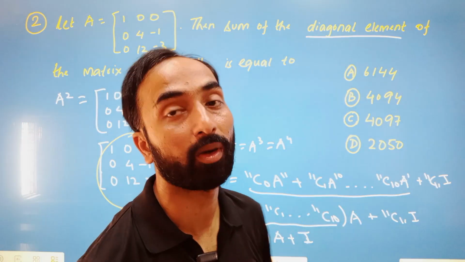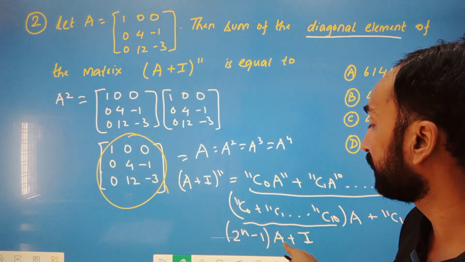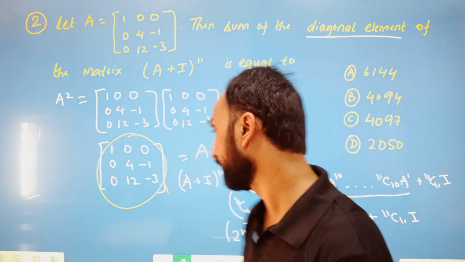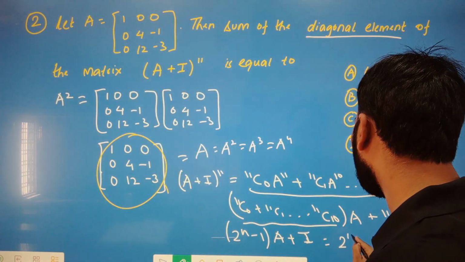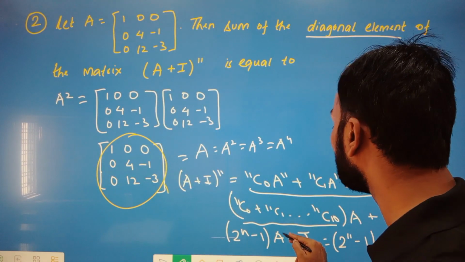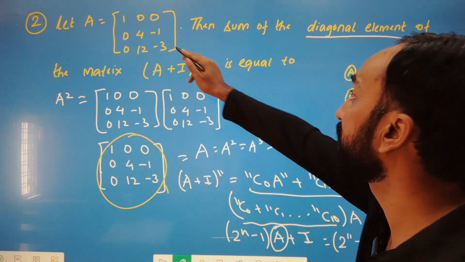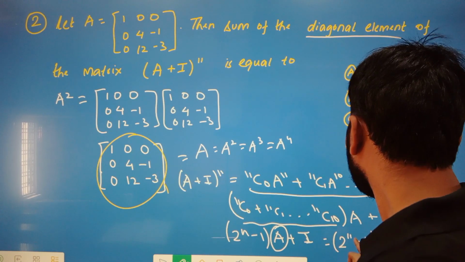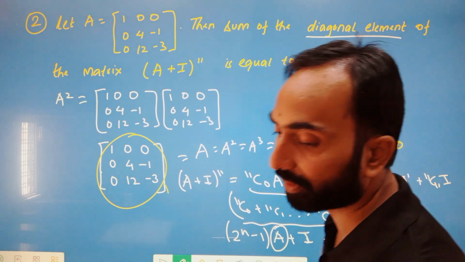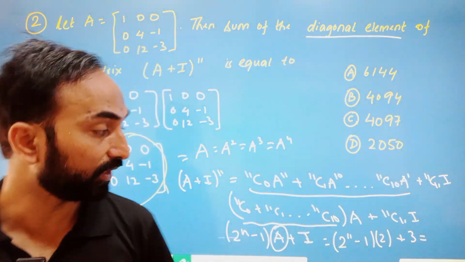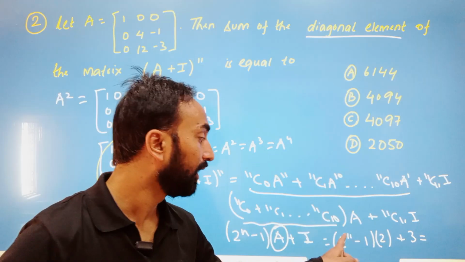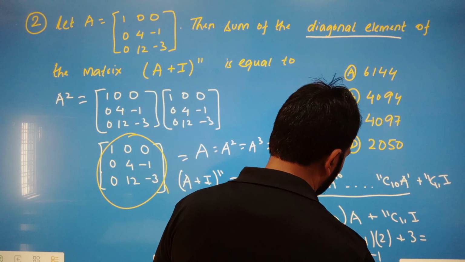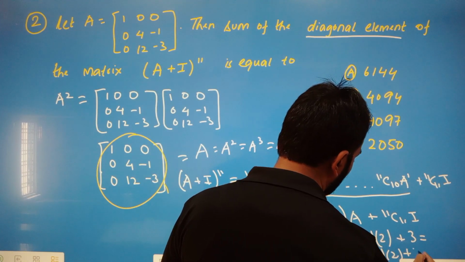Now we have to find only the sum of the diagonal elements. So let's see what the sum of the diagonal elements of A is. The diagonal elements are 1 plus 4 is 5, 5 minus 3 is 2 only. So we have 2 to the power 11 minus 1, times the sum of the diagonal elements of A, which is 2, plus 3. 2 to the power 11 is 2048, so I am writing 2048 minus 1, into 2, plus 3.